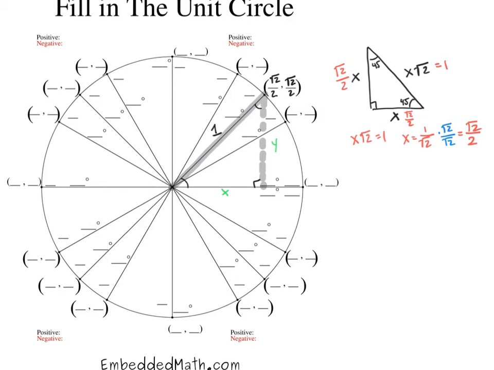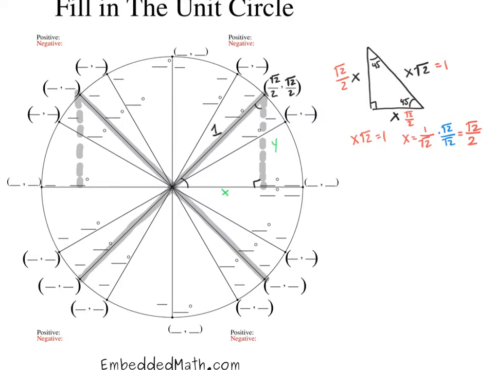Now, if we keep going around the unit circle and finding places where we have our 45-degree angles, that'll also be here, that'll be here, and that'll be here. Now, whichever way we have our triangle facing, we're still going to have the lengths be the same, except now some of these quadrants are going to, in fact, be negative.